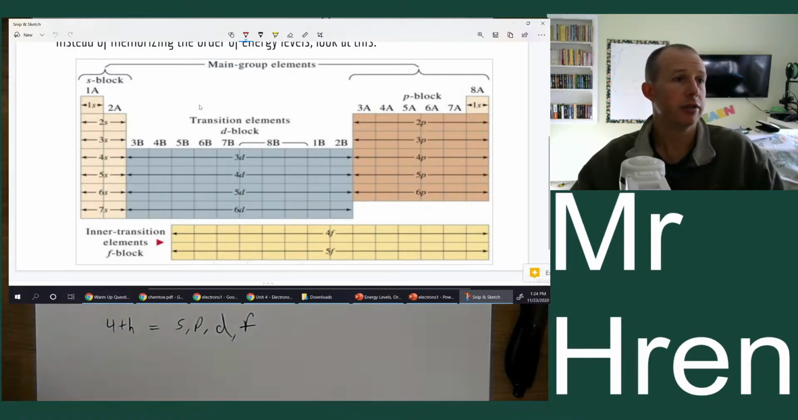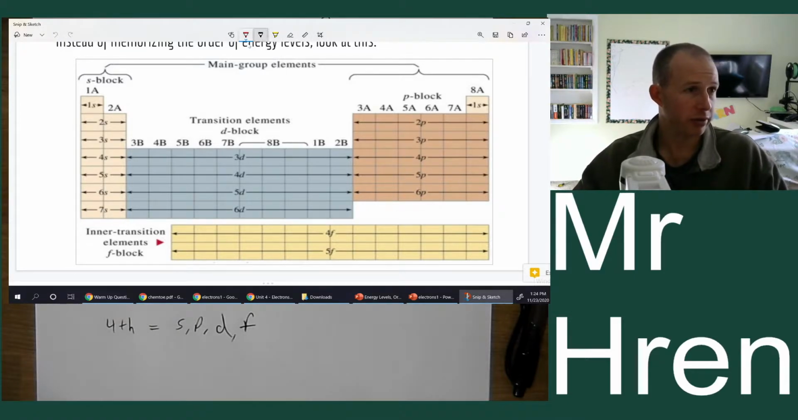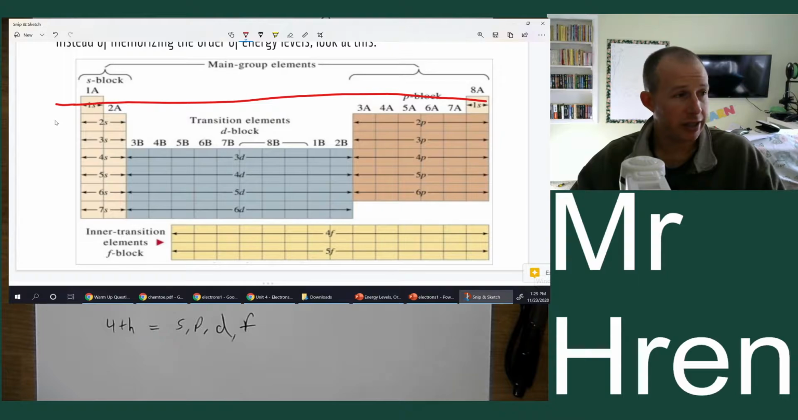So this is not the world's prettiest. I don't like how the aspect ratio is a little off, but whatever. The point is, in looking at this, if you start over here with 1s and just trace along on the periodic table, you will be able to know the order of energy levels for anything you encounter.